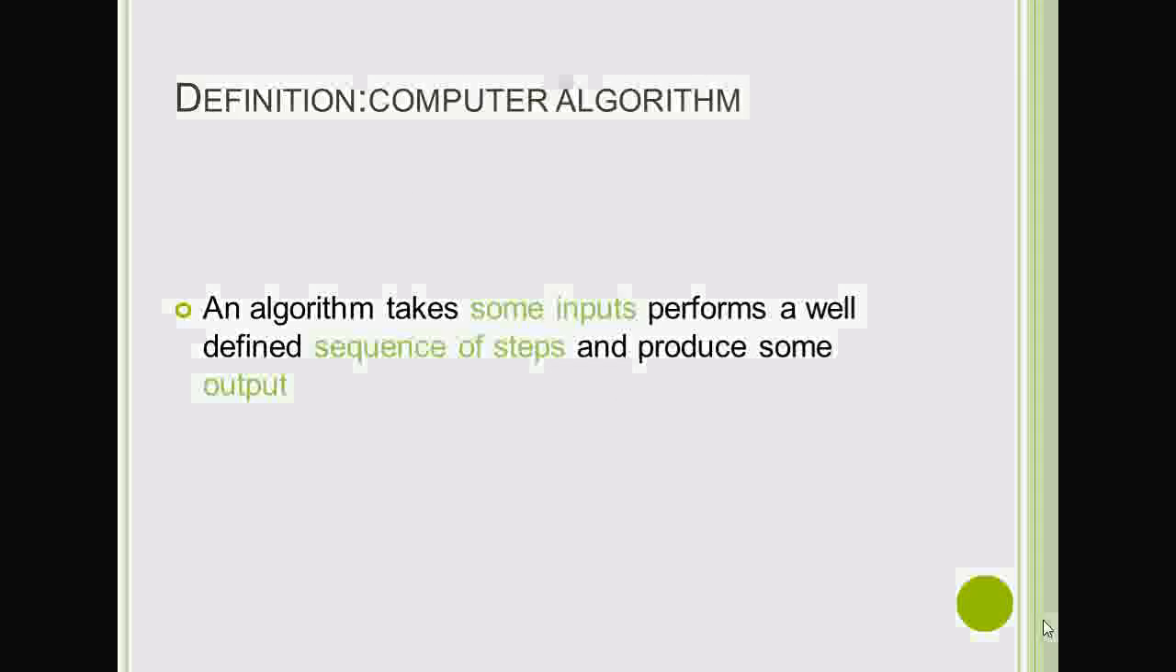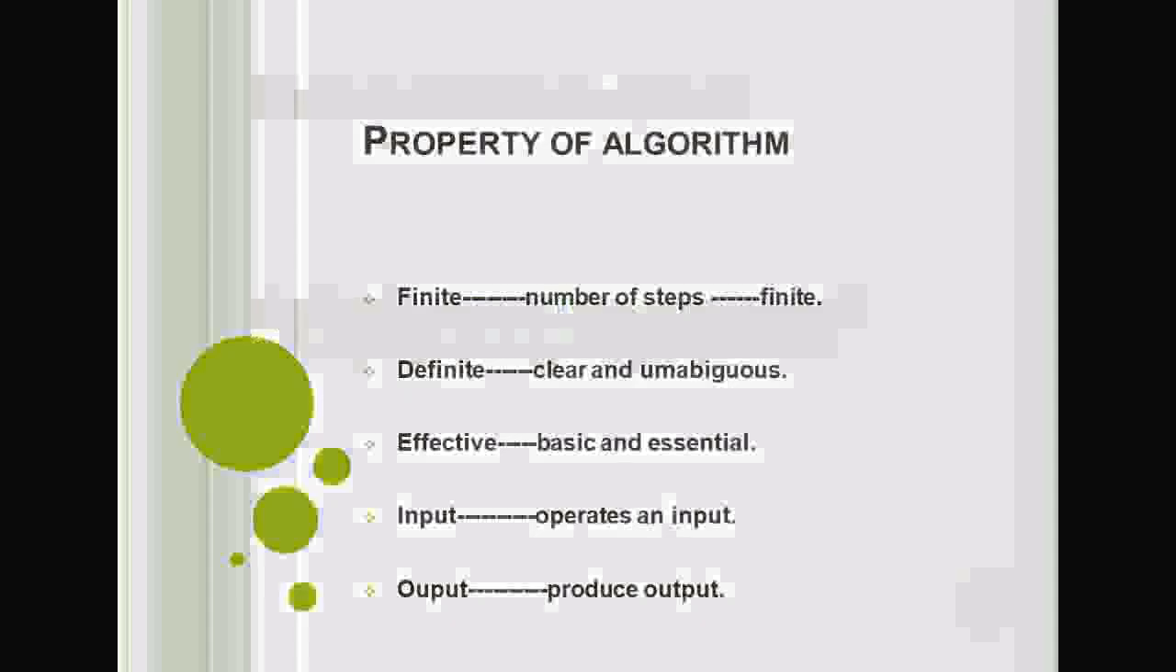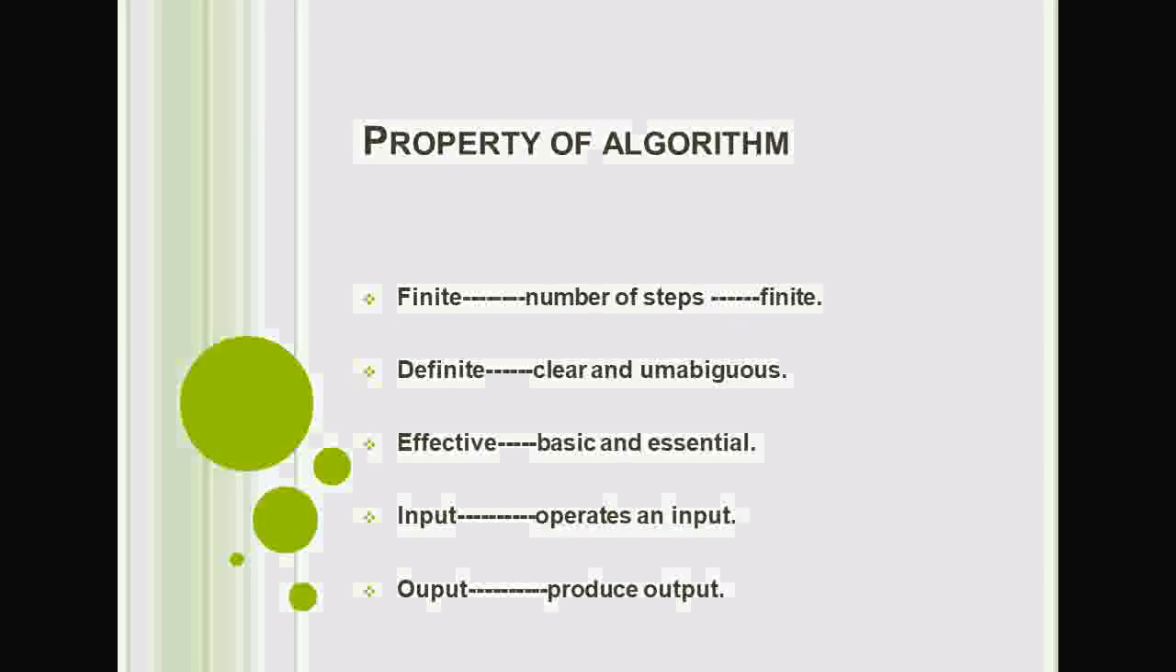Another way we can define the algorithm is in this way also. Now finally we are moving to the properties of an algorithm. What are the properties of an algorithm? These are the 5 properties an algorithm should maintain.